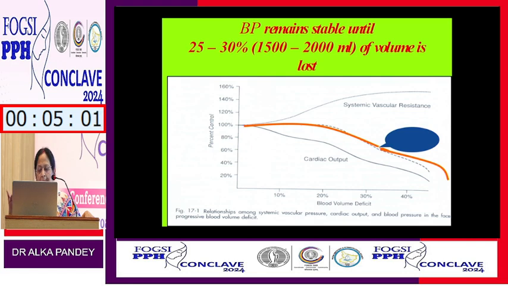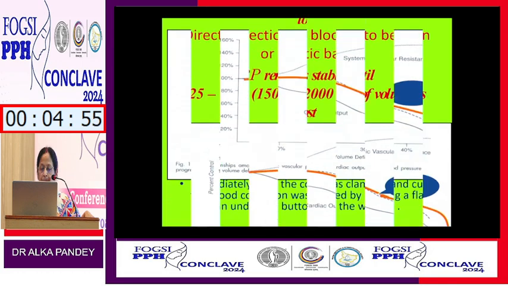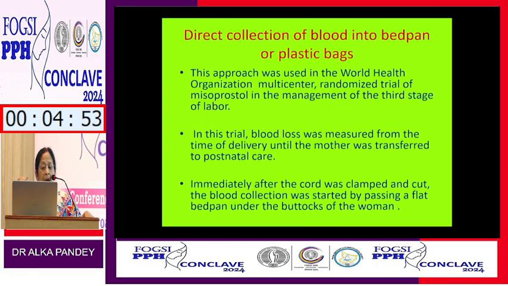And in this slide you can see blood pressure remains stable until 25 to 30% of the volume is lost. Now, direct collection of blood into a bedpan or plastic bags. This approach was used in the WHO multicenter randomized trial of misoprostol in the management of third stage of labor.